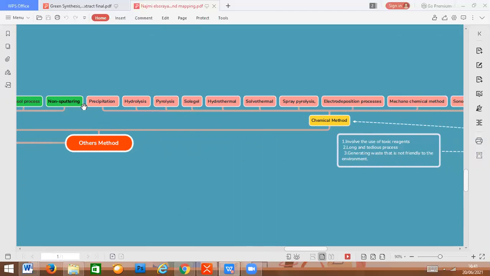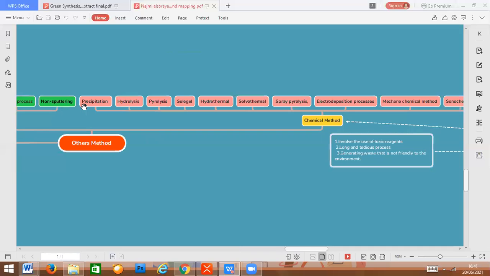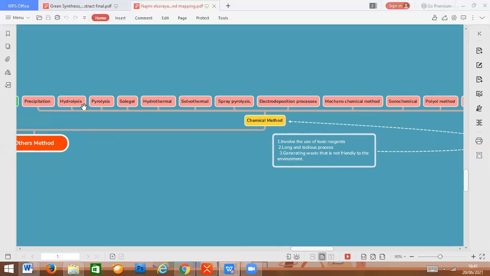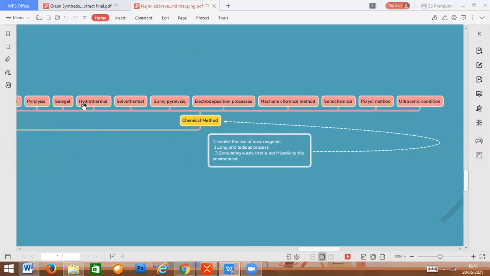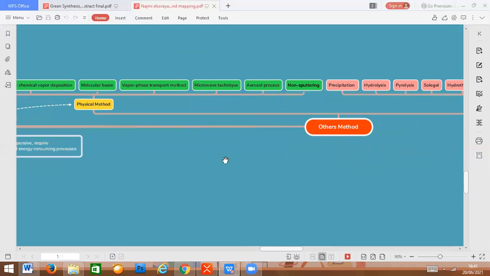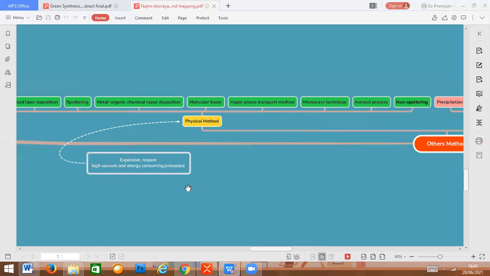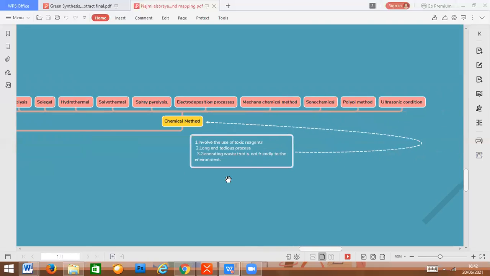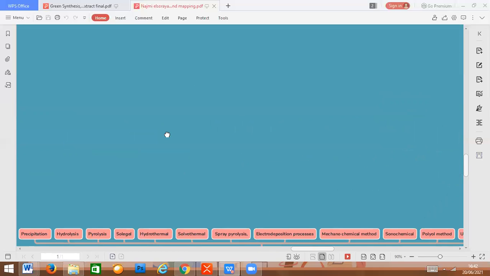And chemical methods like precipitation, hydrolysis, pyrolysis, sol-gel, hydrothermal, solvothermal, spray pyrolysis, electrodeposition process, mechanochemical method, sonochemical, polyol method, ultrasonic condition. So why do we use the green synthesis? Why do the researchers use green synthesis instead of physical and chemical synthesis? This is the answer. For the physical method, the limitation is expensive, requires high vacuum and energy consuming. For the chemical method, reagents, long and tedious process generating waste that is not friendly to the environment.